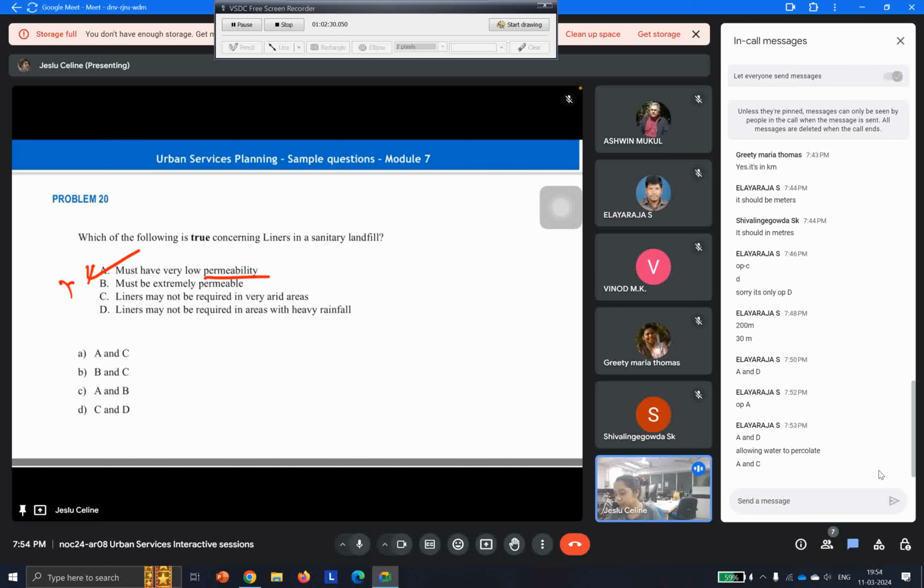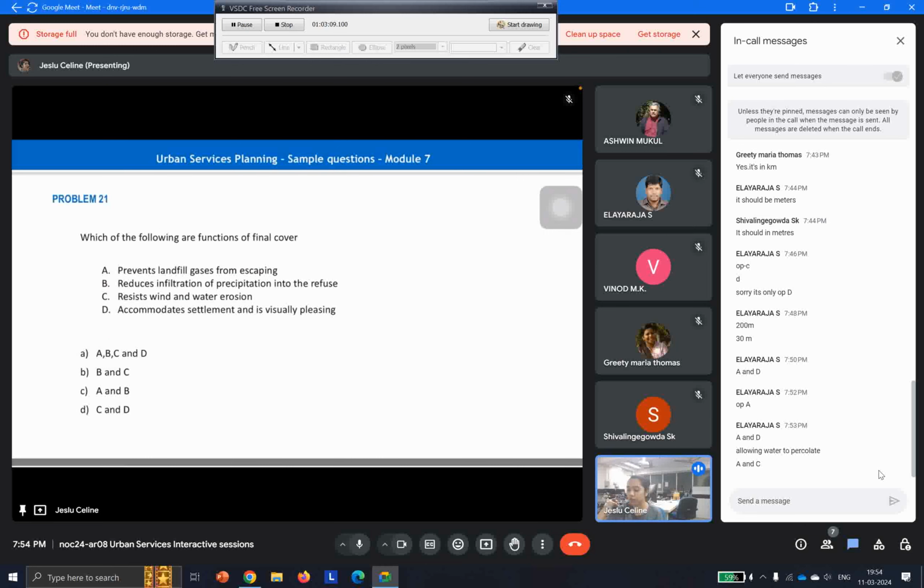Then we have C, liners may not be required in very arid regions, and D, liners may not be required in regions with heavy rainfall. Liners are definitely required in regions with heavy rainfall, because you do not want water to seep in, whereas in arid regions, because it's already dry, they may not be required. Arid means dry regions. So yes, you have rightly answered in the chat box. A and C is the correct answer. Let's proceed on to the next question.